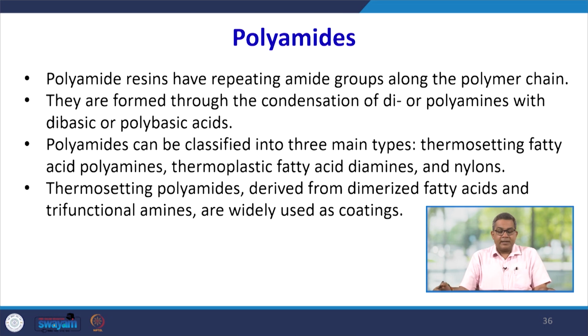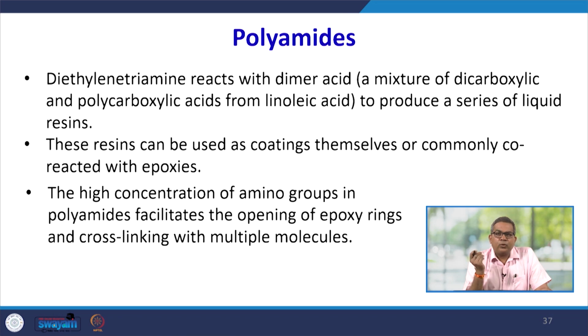Now, polyamide resins have repeating amide groups along the polymer chain, and they form through the condensation of diamines or polyamines with dibasic or polybasic acids. These polyamides can be classified into three main types: thermosetting fatty acid polyamides, thermoplastic fatty acid polyamides, and nylons. Thermosetting polyamides are derived from dimerized fatty acid and trifunctional amines, and they are widely used as coatings.